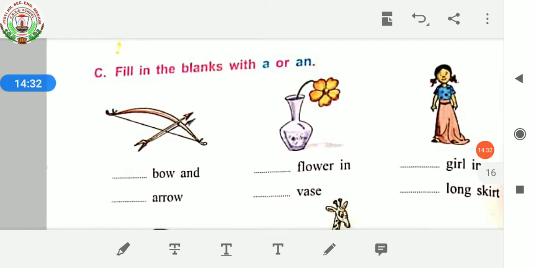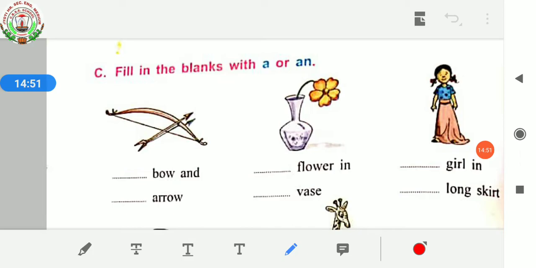So the next question, filling the blanks with A or an. Here you have to see the word very carefully and you have to guess. You have to see the first letter of that word, and before that letter you have to use A or an. So first one is dash bow and dash arrow. We know that B is a consonant, so we have to use A. And dash arrow, we know that in the word arrow, A is the starting letter and A comes under vowel, so we have to use over here an.